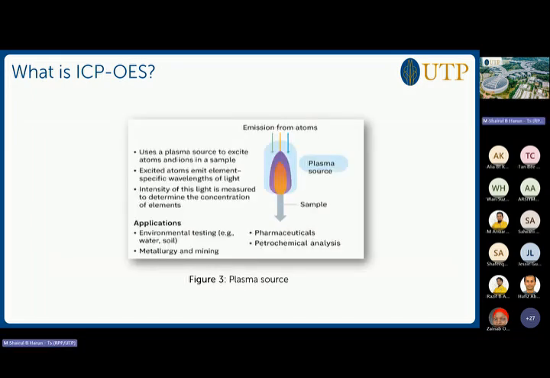What is the plasma source? How does it work? Emission from atoms goes to the plasma source and goes through the sample. It uses a plasma source to excite atoms and ions in a sample. Excited atoms emit element-specific wavelengths of light, and then the intensity of this light is measured to determine the concentration of elements. And what are the applications for this ICP OES? The applications are environmental testing, for example water and soil, metallurgy and mining, pharmaceuticals, and also petrochemical analysis.